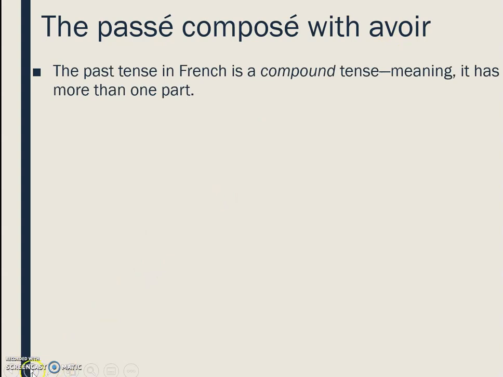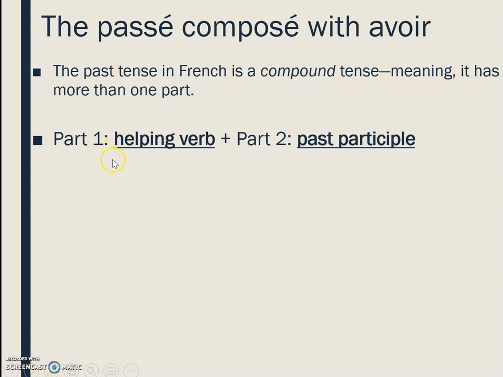First of all, the past tense in French is called a compound tense, aka composé. It is composed of more than one part. Most verbs that we have learned in French so far, like the present tense, are just one word. Je danse, I dance. However, the past tense is compound. It is composed of more than one word. There are two parts to form the past tense.